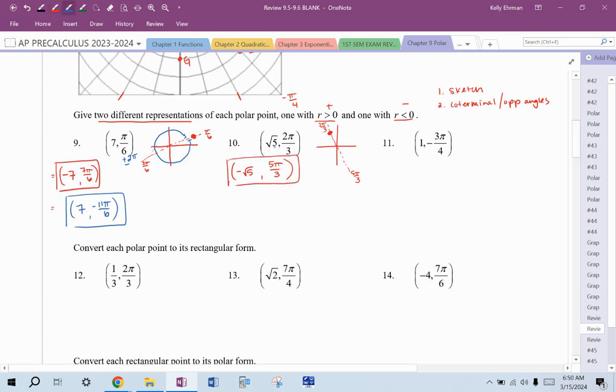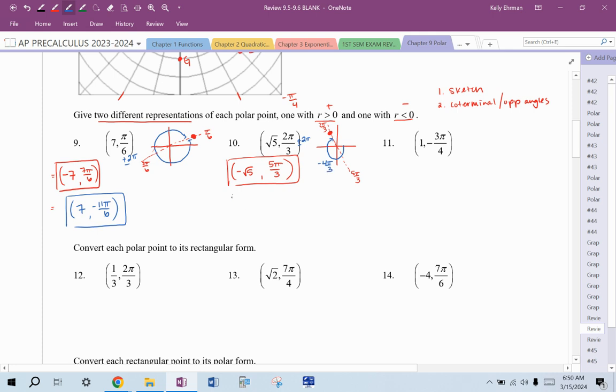And then again, I want to come up with one where r is positive. So I could just add or subtract 2 pi from this. So add 6 pi over 3, you get 8 pi over 3, or subtract 6 pi over 3, you get negative 4 pi over 3.